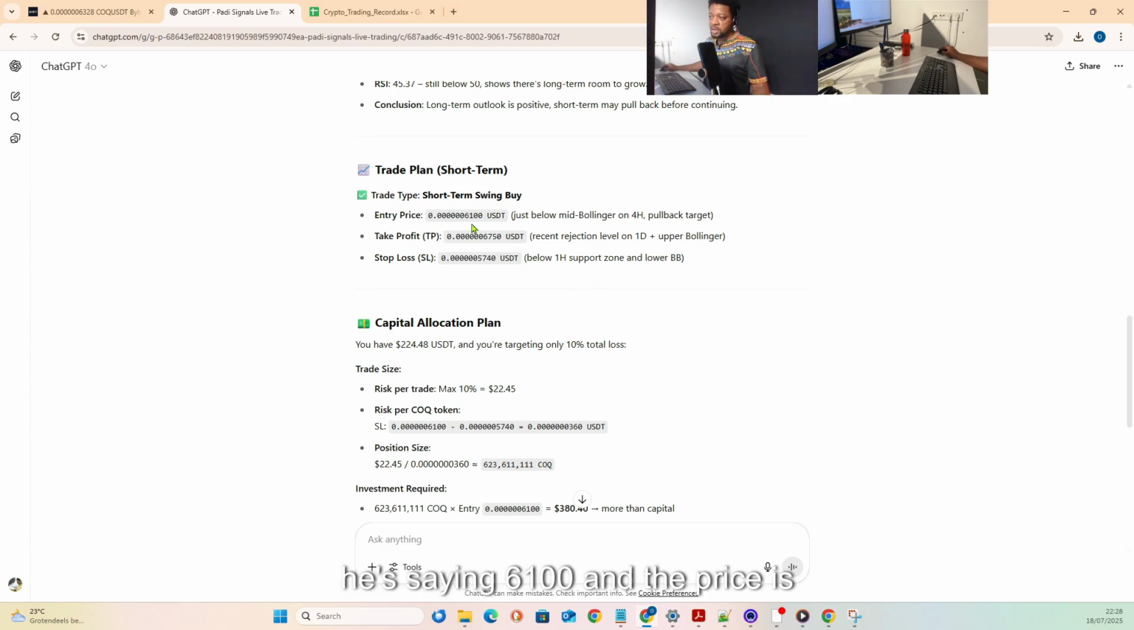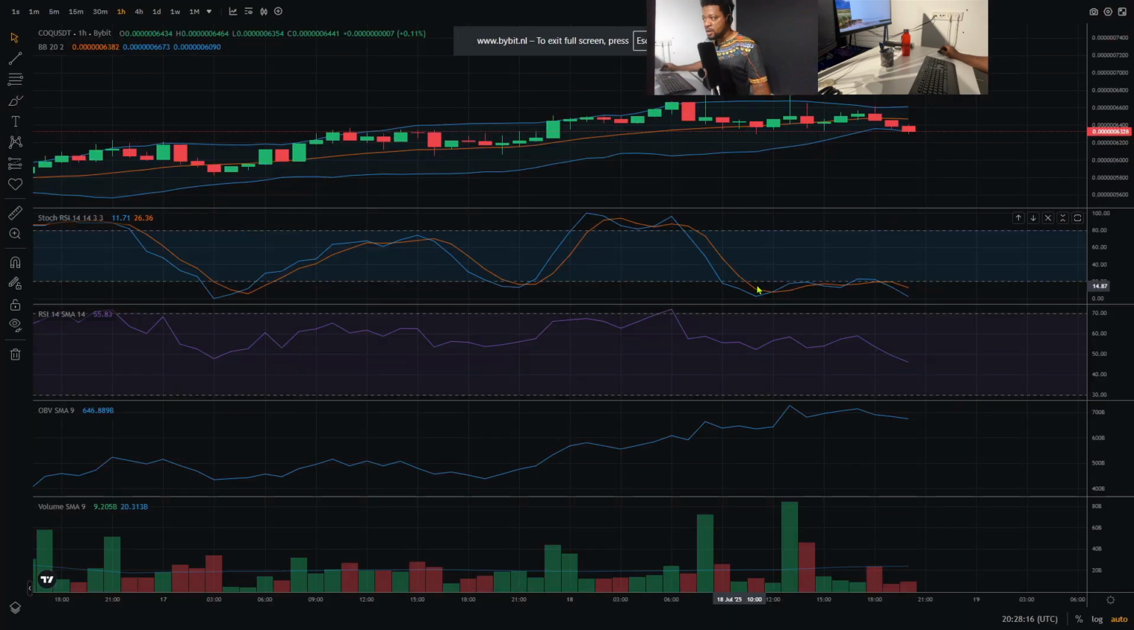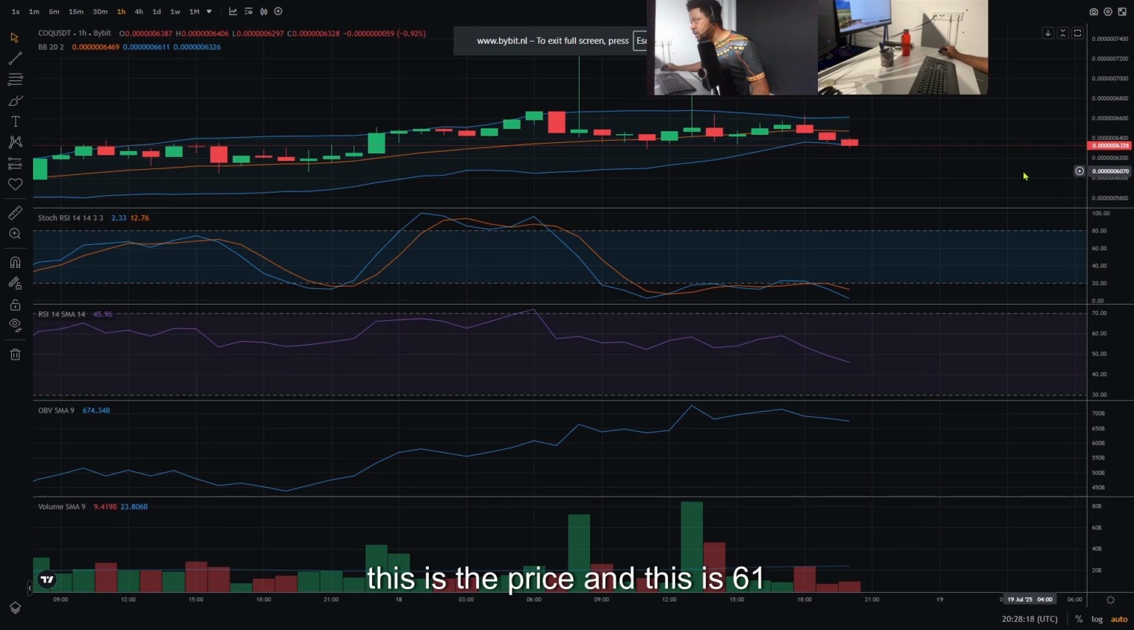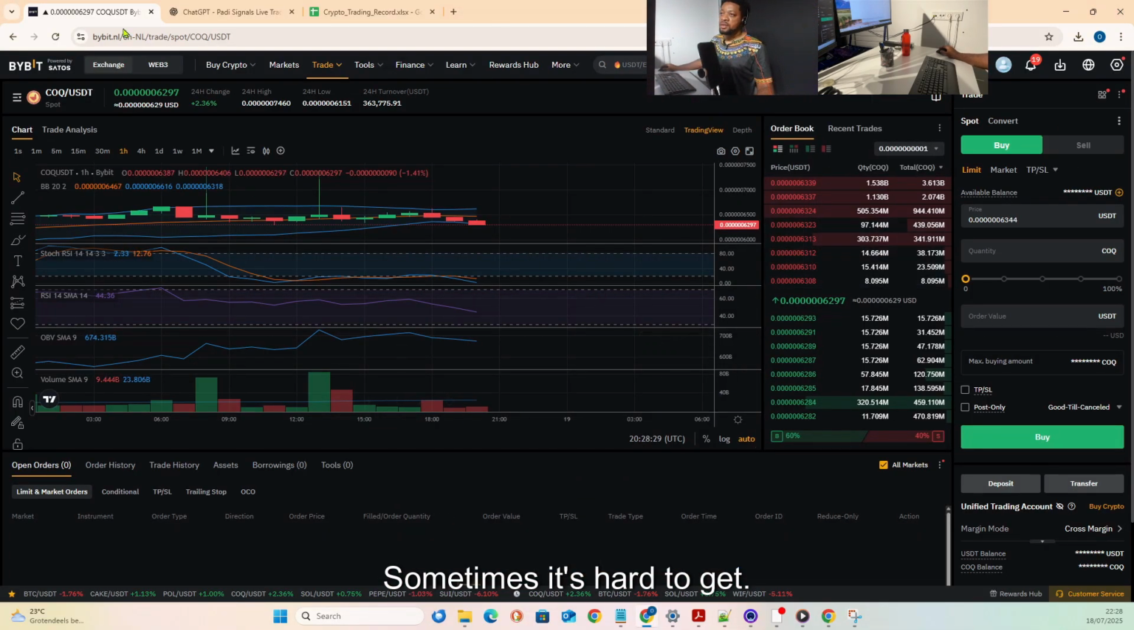So it's saying 6100 and the price is currently at 6328. So it's close by. This is the price and 6100 is somewhere here. 61 somewhere there. Sometimes hard to get.